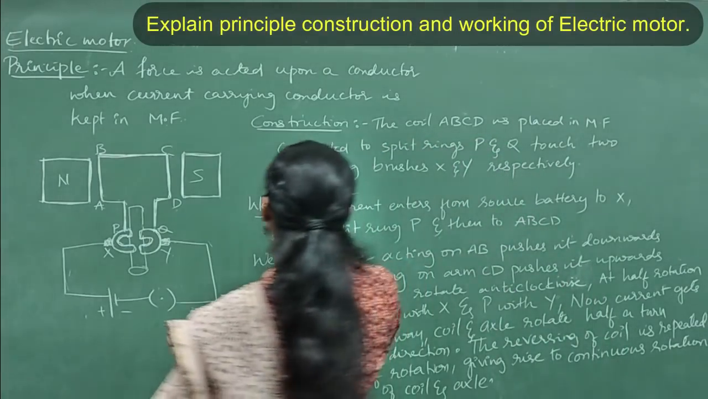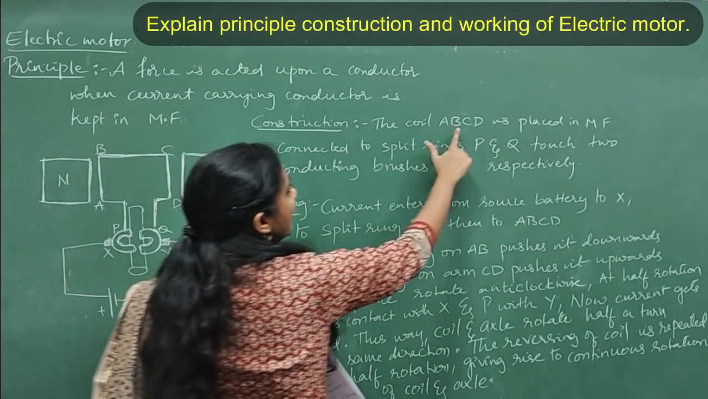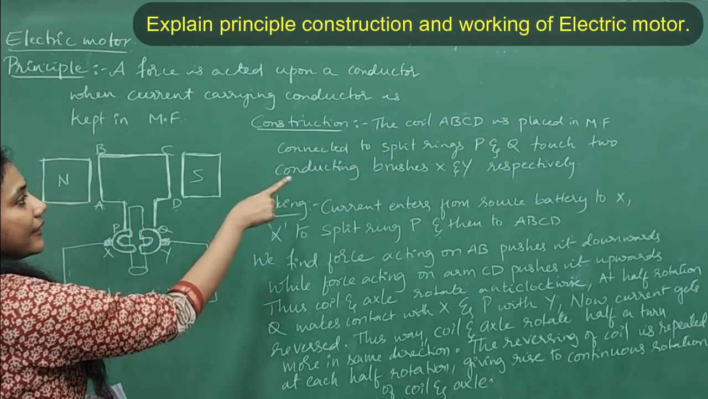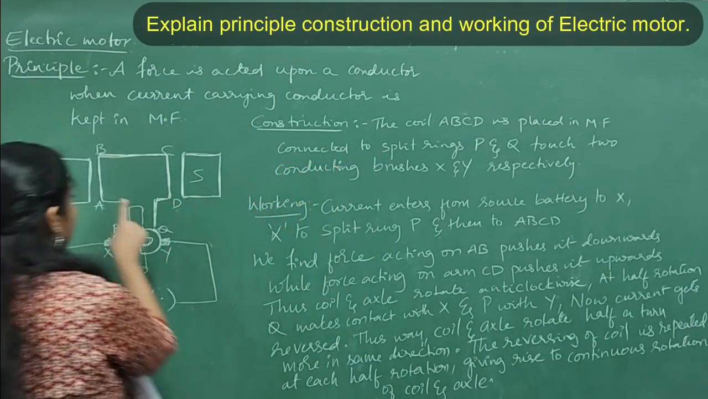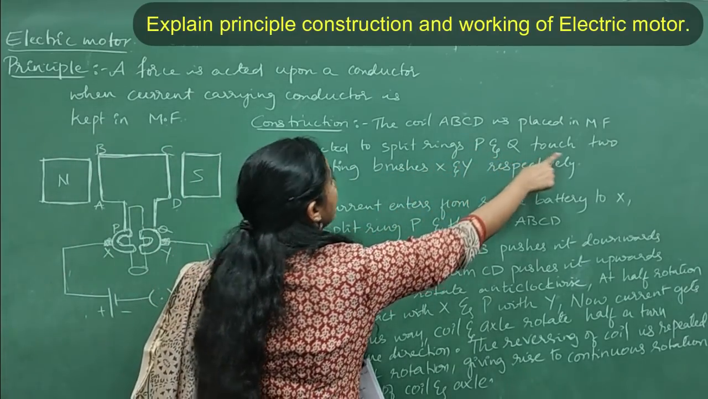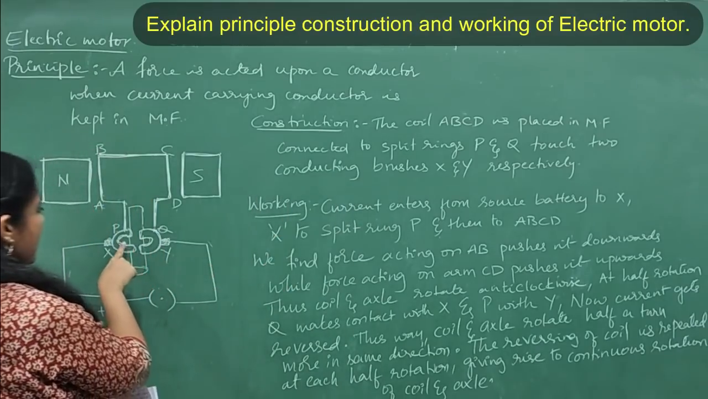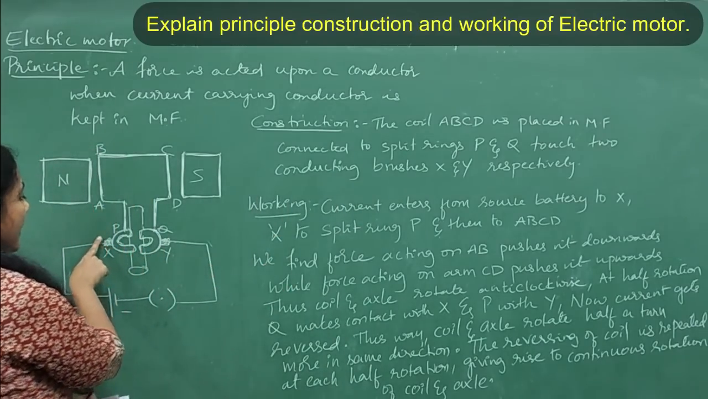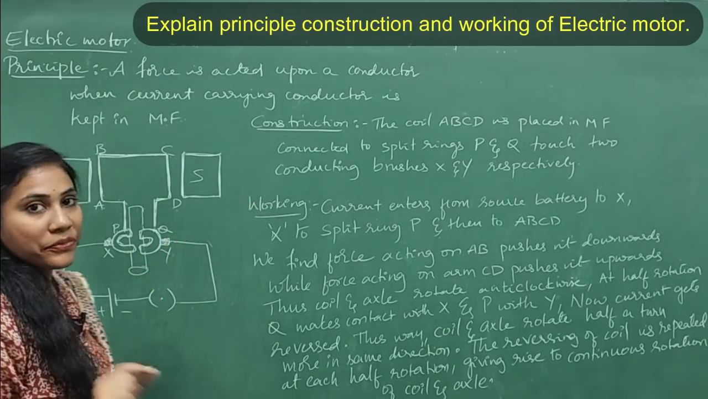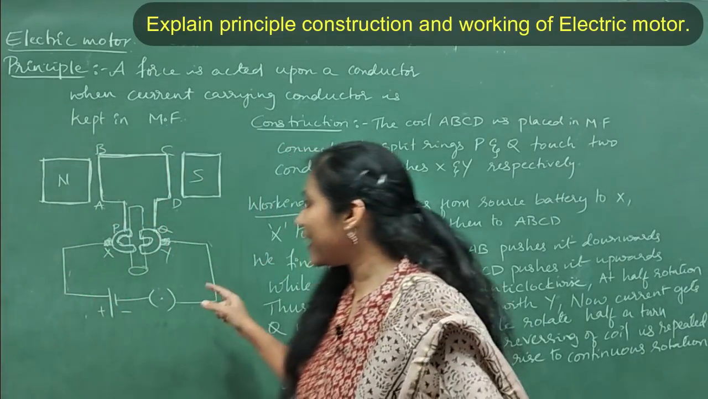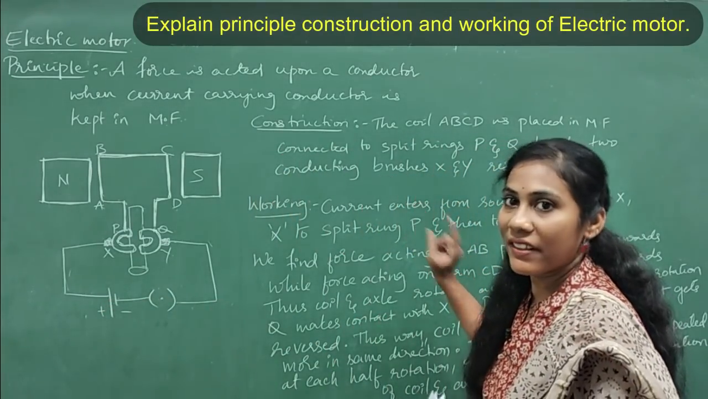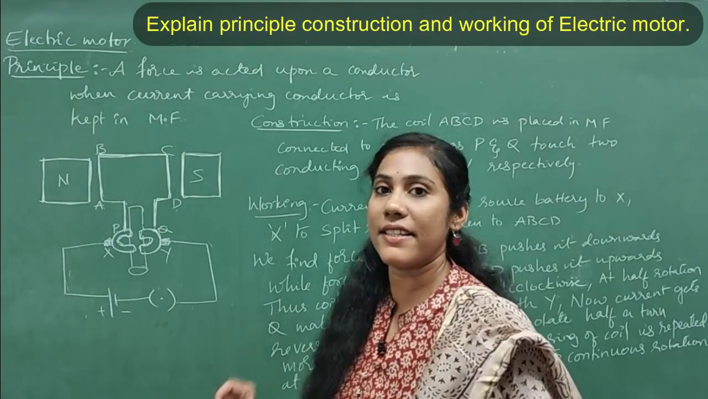See, I explained it in a short way. The coil ABCD is placed in a magnetic field and connected to split rings. This coil is connected to split rings P and Q, which touch two conducting brushes. So these split rings are touching two conducting brushes, that is X and Y respectively. X and Y are again connected to a battery. That one you can mention. So this is all about construction.